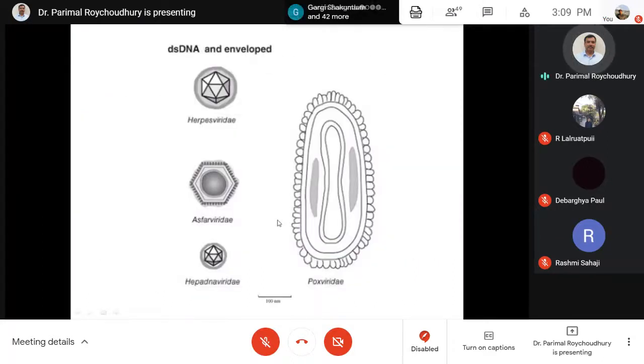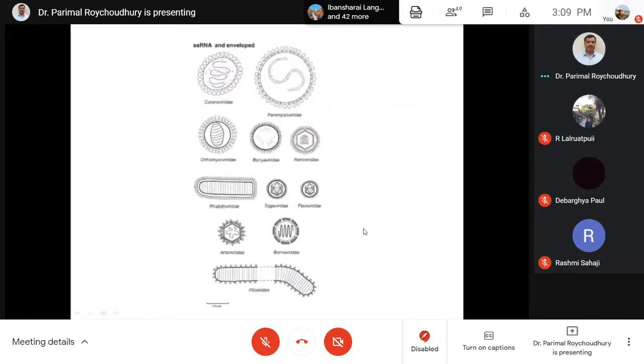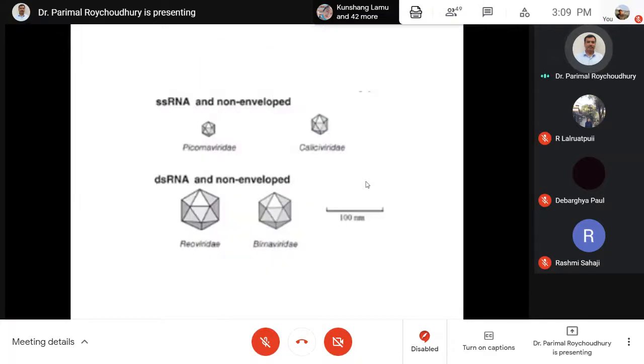These are the different shapes of the category of viruses: double-stranded DNA, enveloped viruses, herpes, African swine fever, and hepadna DNA, and pox. It's a complex symmetry, doesn't have any definite symmetry. However, these are all icosahedral symmetry: papilloma, adeno, parvo, circo. So these are different shapes of viruses under the RNA category. You can refer to any books where you'll get these pictures.